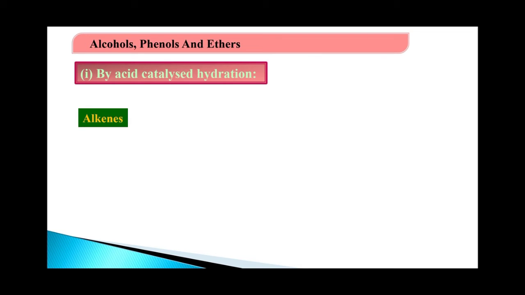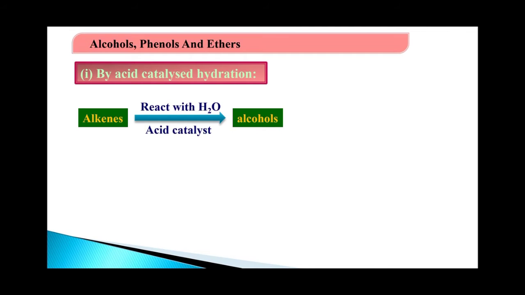As the name itself says, acid catalyzed hydration, that means addition of water in presence of the acid catalyst. See how it is going to work. Alkenes on reacting with water in presence of the acid catalyst are going to give the alcohol. As a simple example, I have taken one symmetrical alkene to which I have added H2O.